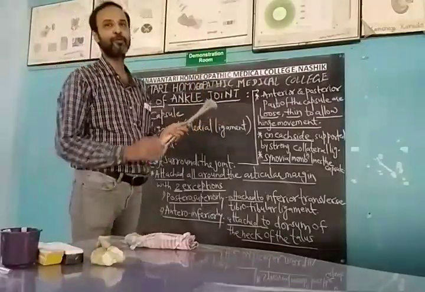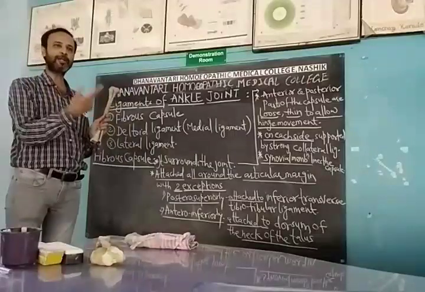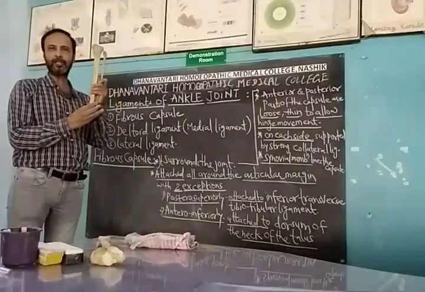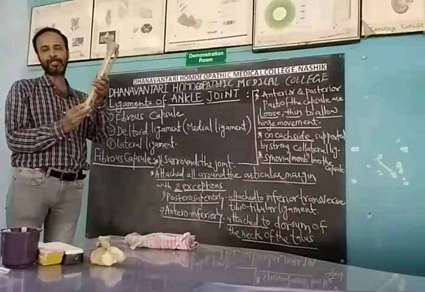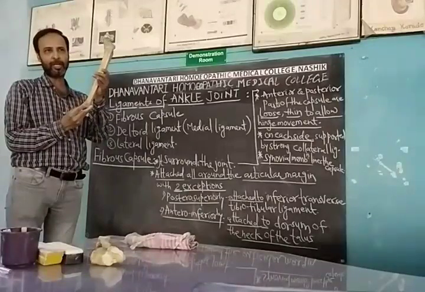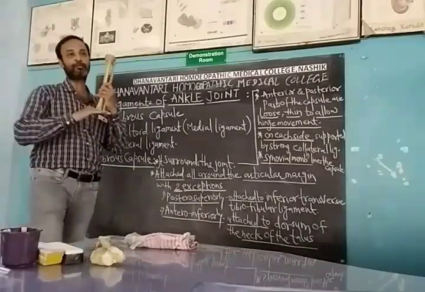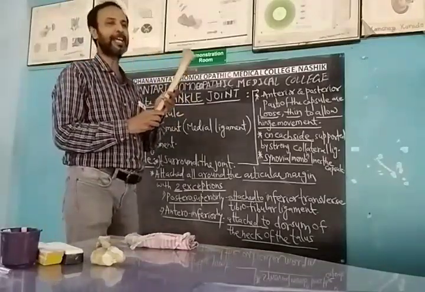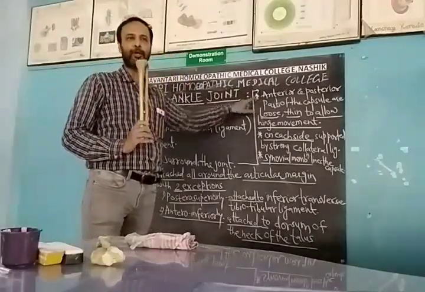Therefore this fibrous capsule surrounds the entire joint. It is attached to the articular margin of the joint with two exceptions: posterior-superiorly to the inferior transverse tibiofibular ligament, and anterior-inferiorly to the dorsum of the neck of the talus. Now next, the third characteristic of this fibrous capsule.